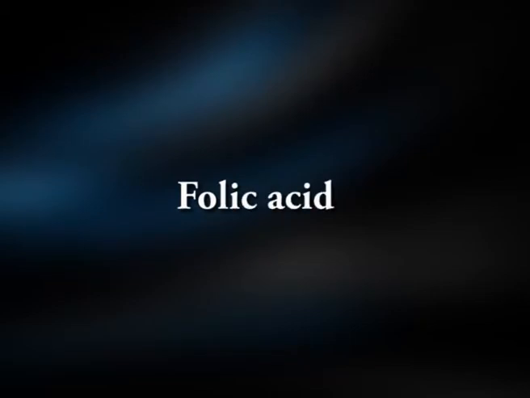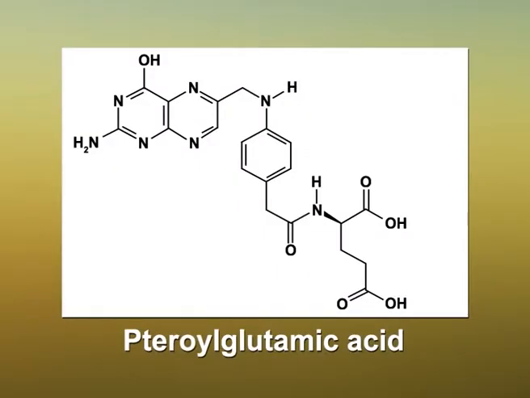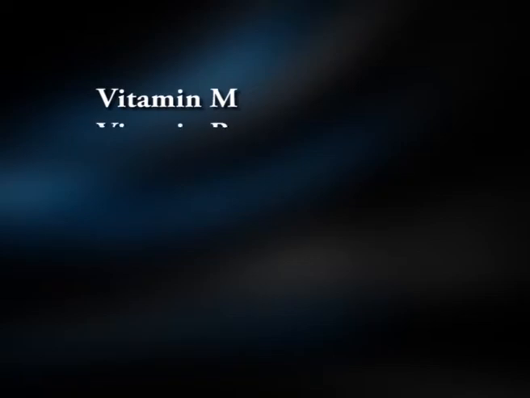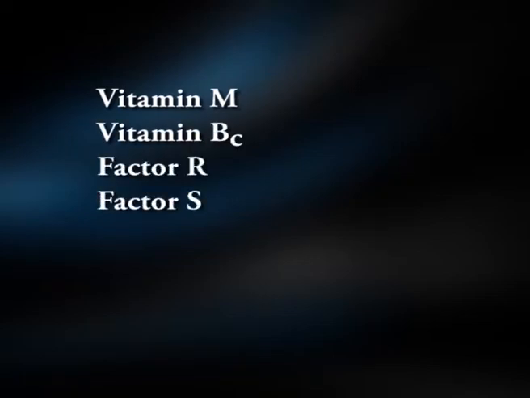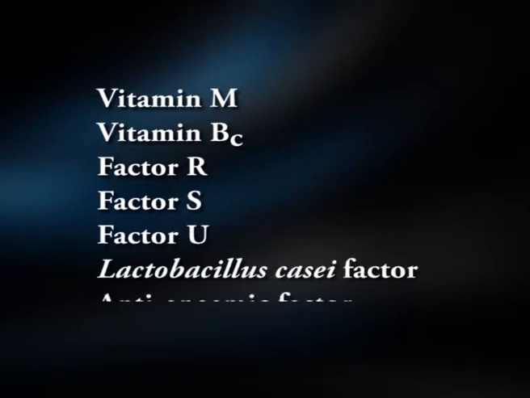Folic acid. It is also known as pteroyl glutamic acid, PGA. Several other compounds have been obtained showing similar biological properties as folic acid and are known as vitamin M, vitamin Bc, factor R, factor S, factor U, Lactobacillus casei factor, and the anti-anemic factor.